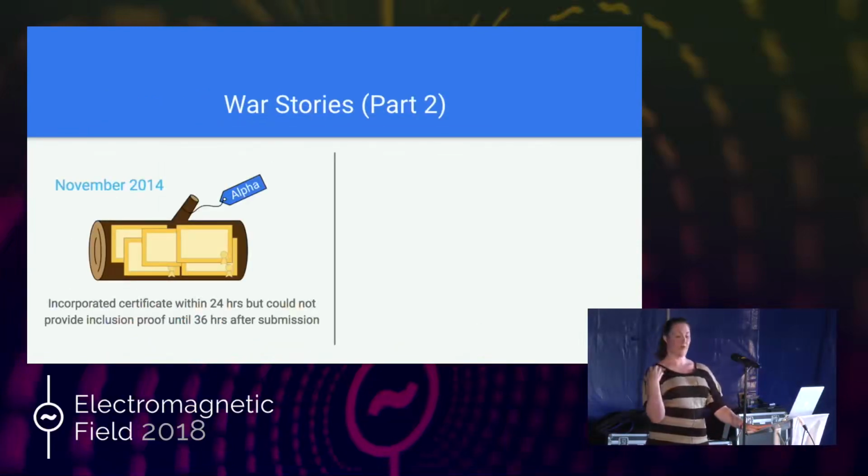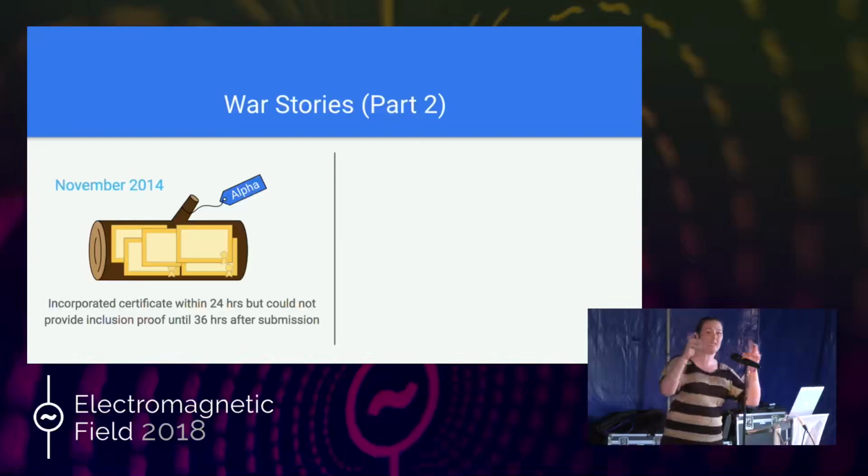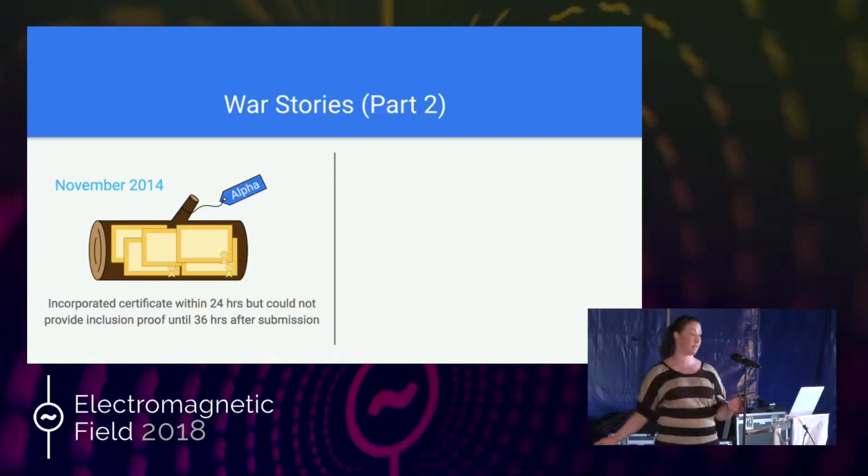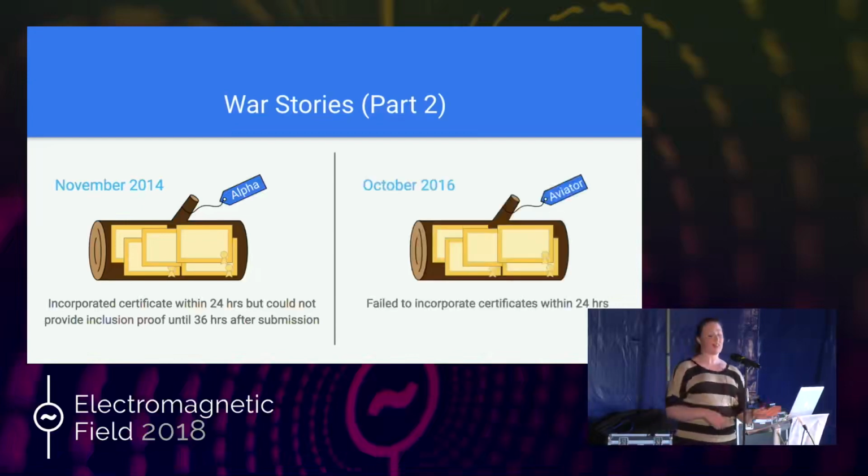So, one log did actually manage to incorporate a certificate into its tree within 24 hours, but it was having problems with the external APIs. So that certificate, although it was technically in the tree within 24 hours, wasn't publicly accessible until 36 hours after being submitted. So that was technically counted as going against the log policy. Another log, which was actually one of our logs, simply failed to incorporate certificates within 24 hours. Turns out it's not that long after all.